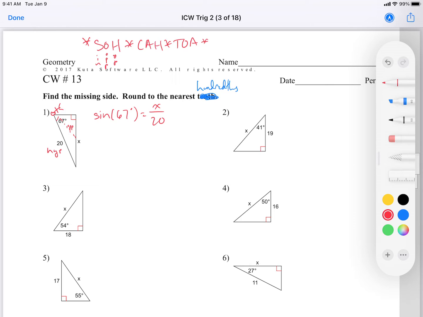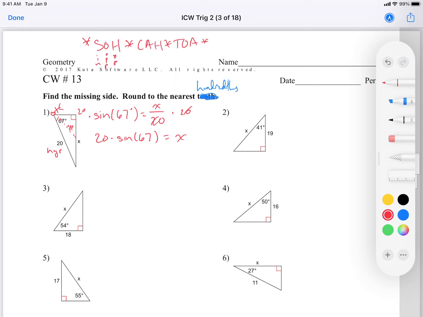So in order to solve for the missing side, I can do just like I normally would in any algebraic problem. I can multiply by 20 to get rid of the denominator, and I have to multiply both sides by 20. So essentially what we're left with is 20 times sine of 67 is equal to x.